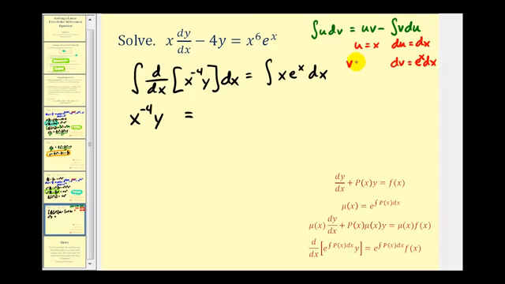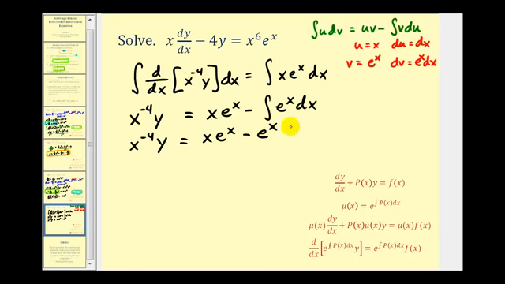So if we integrate to find v, the integral of e to the x with respect to x is just e to the x. So now we can apply integration by parts. We have u times v, which is x times e to the x, minus the integral of v du. Well, v is e to the x, and du is just dx, so we have e to the x dx. And now this is much easier to integrate, so we have x to the negative 4y equals x e to the x minus e to the x plus c.